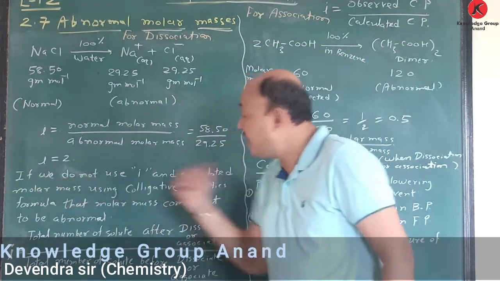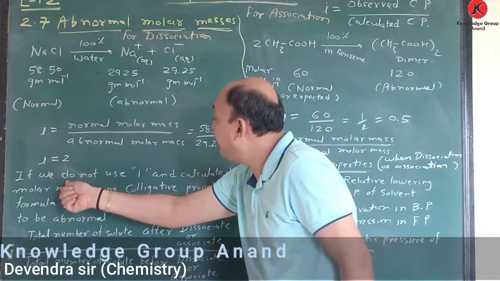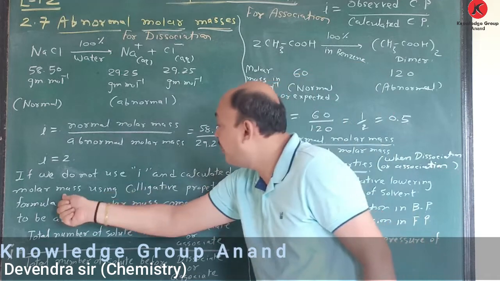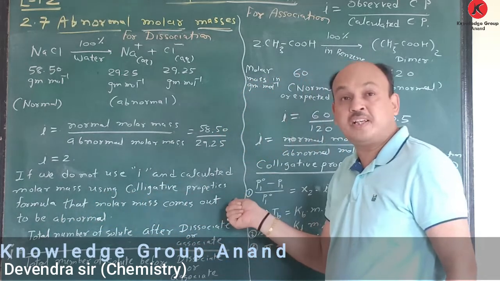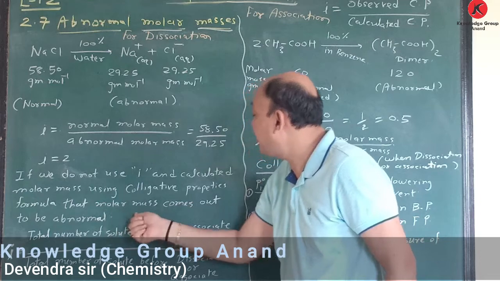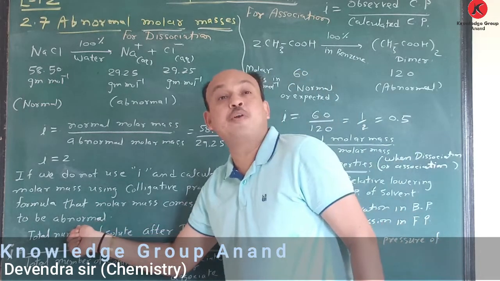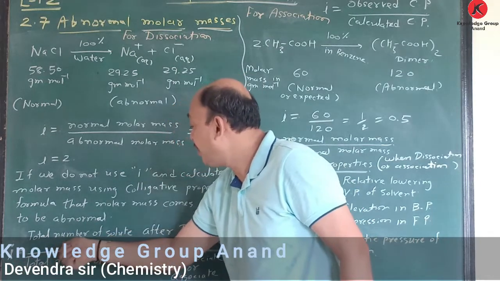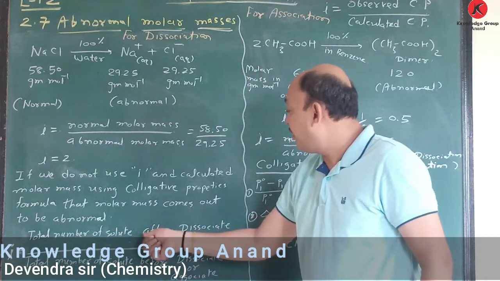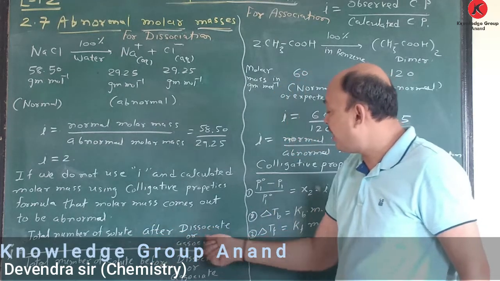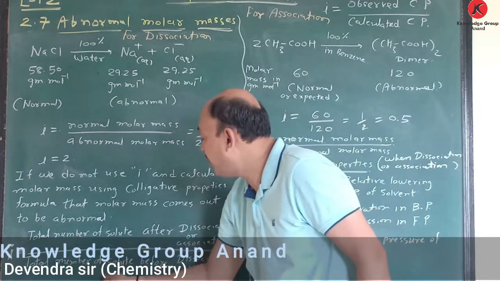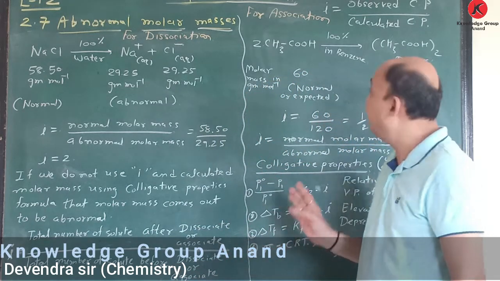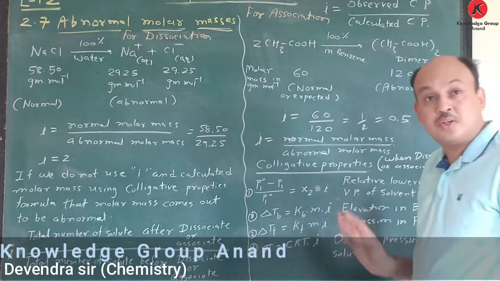Now you see, write down this sentence, it's very important. If we do not use i and calculate molar mass using the colligative properties formula, that molar mass comes out to be abnormal. So this is a very important formula. Remember this: i is equal to the total number of solute particles after dissociation or association, divided by the total number of solute particles before dissociation or association. This formula we already learned. So here i is equal to 2.